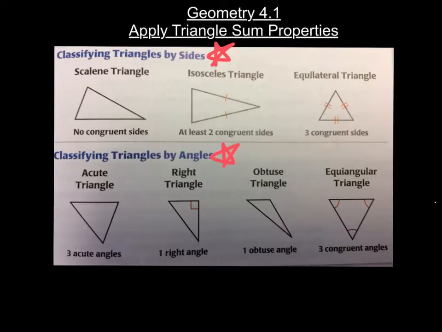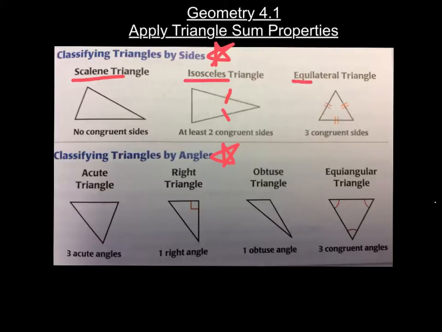If we're going to talk about the sides, there are three ways that triangles can be classified according to their sides. If they have no sides that are the same, no congruent sides, that is scalene. Scalene means no congruent sides. If they have two congruent sides, two sides that are the same, that's called isosceles. The little red mark right here with the little red mark right there indicates that those are the congruent sides.